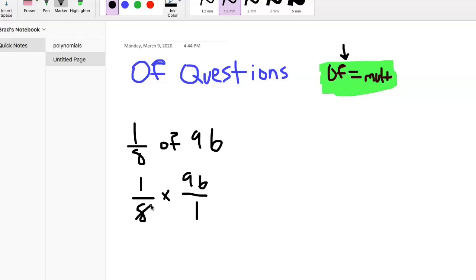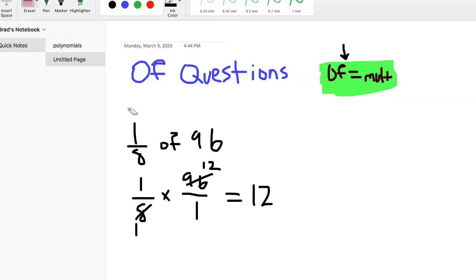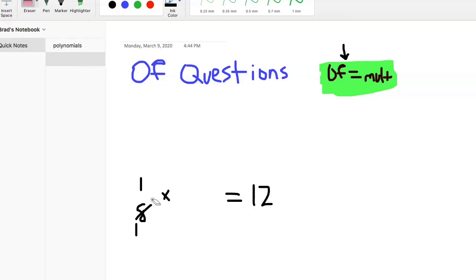So you can cross these guys out. So that's a 1. This is a 12. 96 divided by 8 is 12. And then we got 12 over 1, so 12. Okay, and that's really all we're doing with these "of" questions. Occasionally, that's the most common one, is they'll just ask you straight out like that, and then you just got to know: "of" means multiply, and then multiply.